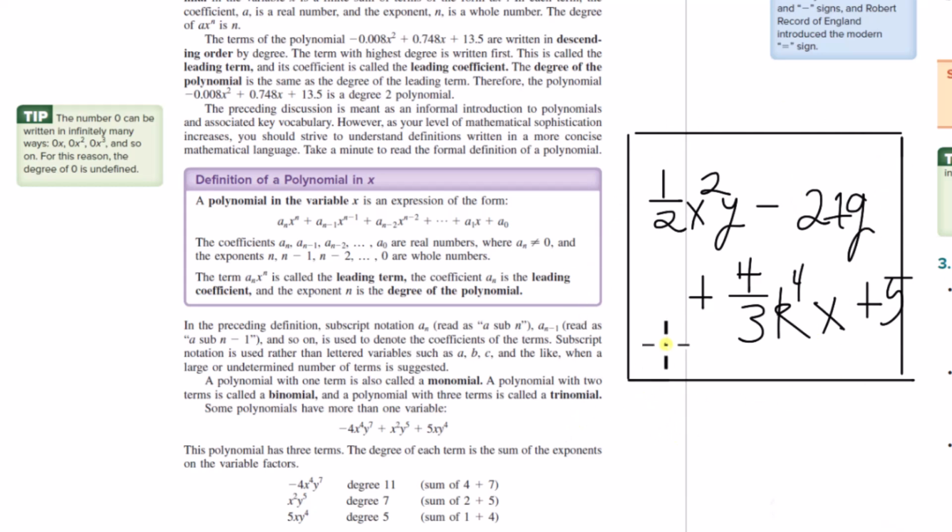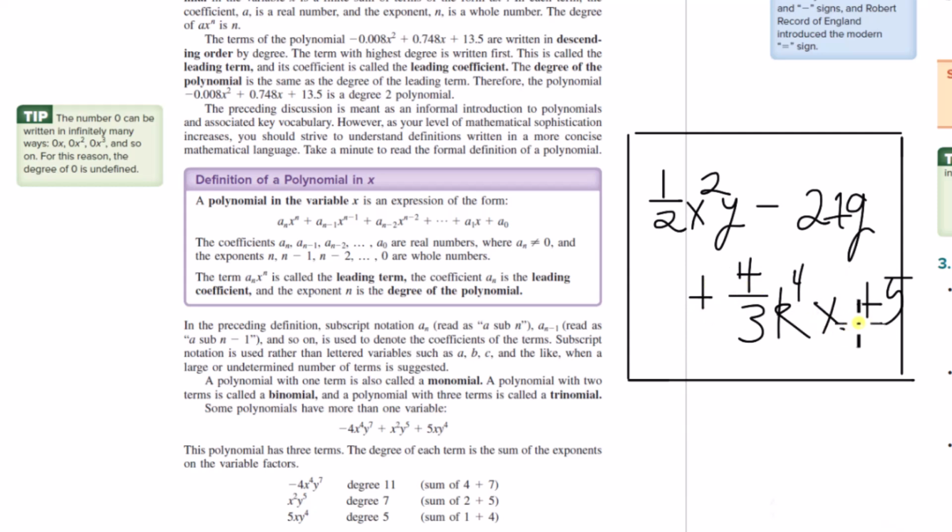This is a polynomial expression, and to be more specific, we've got how many different variables? 1, 2, 3, 4, 5. So this is a polynomial expression in 5 variables. That's it.